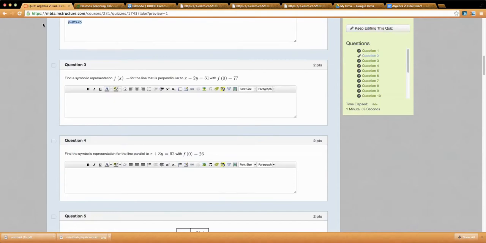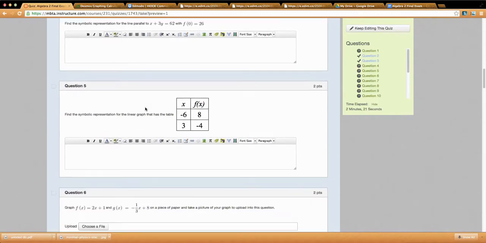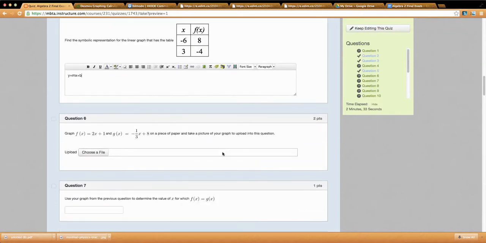Again, same deal goes for this one. I want you to find the y equals mx plus b formula for a function, a line that is parallel or perpendicular to x minus 2 equals 31 and f of 0 equals 77. So find me the linear equation that matches up with that one. And this one as well, question number 4 and question number 5, it's doing the same thing. Find the y equals mx plus b formula such that it would give me a table that looks like this. If I plugged in negative 6, it would give me f of x equals 8, and so on and so forth.